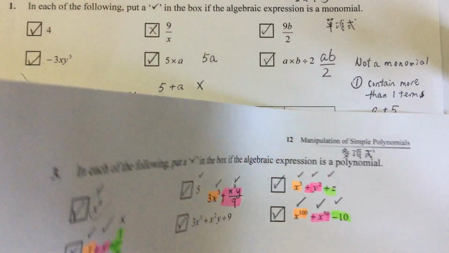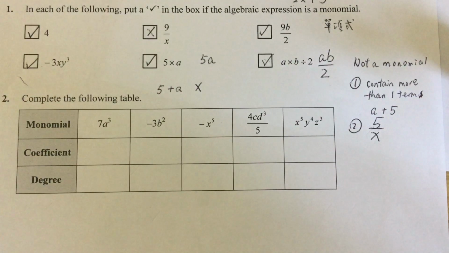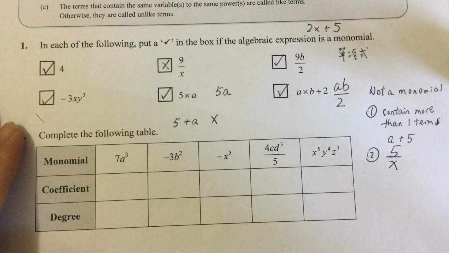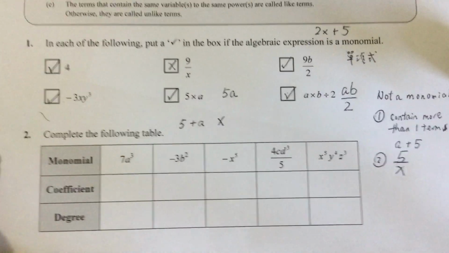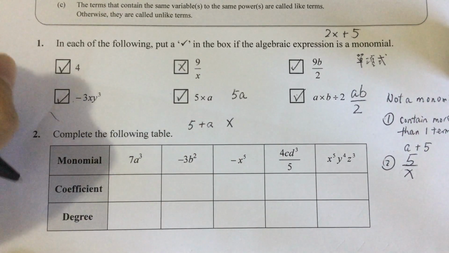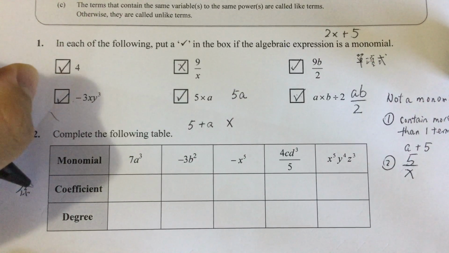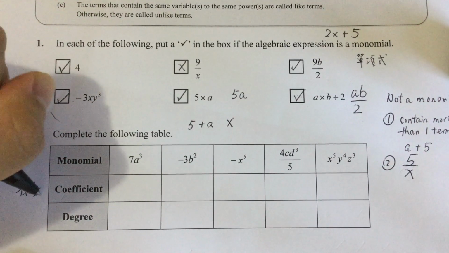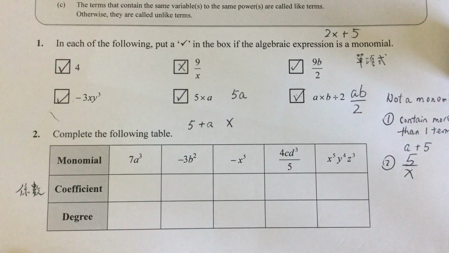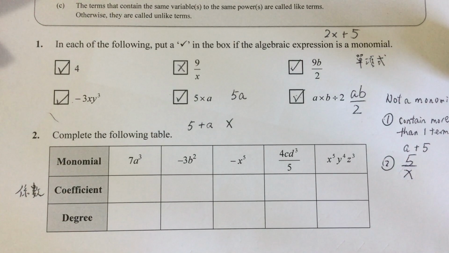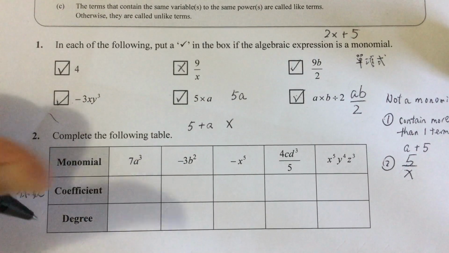Once again, we will learn two new words. One is called coefficient, and the other one is called the degree. For the coefficient, that means in Chinese it's called 系数. So it's not easy to understand, because that means the number that appears in this monomial.